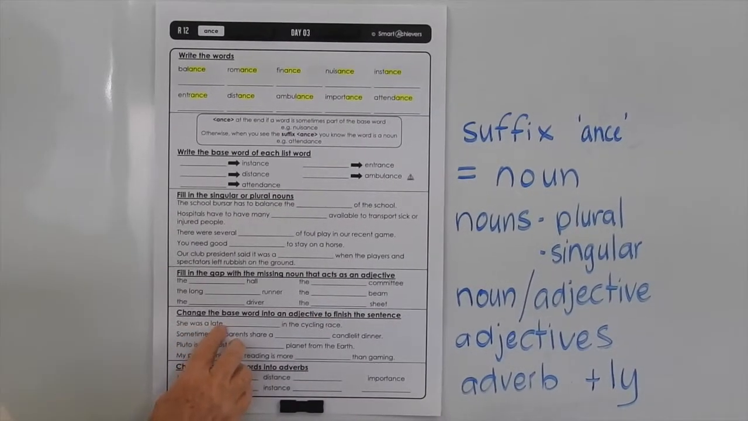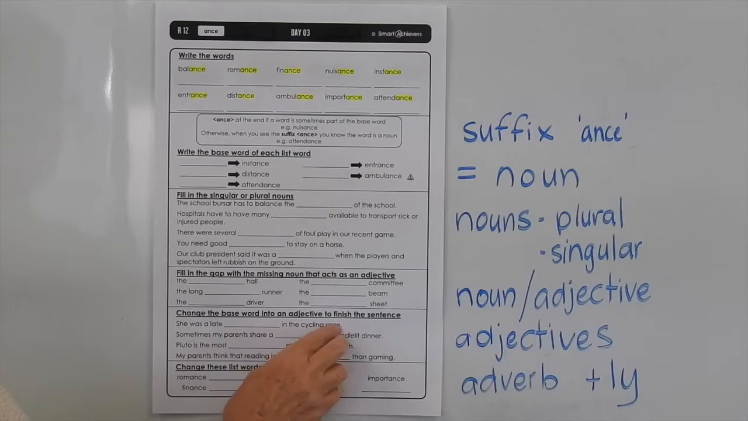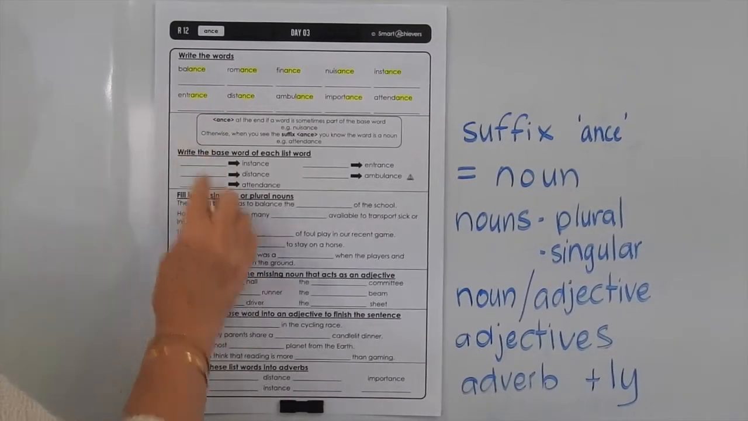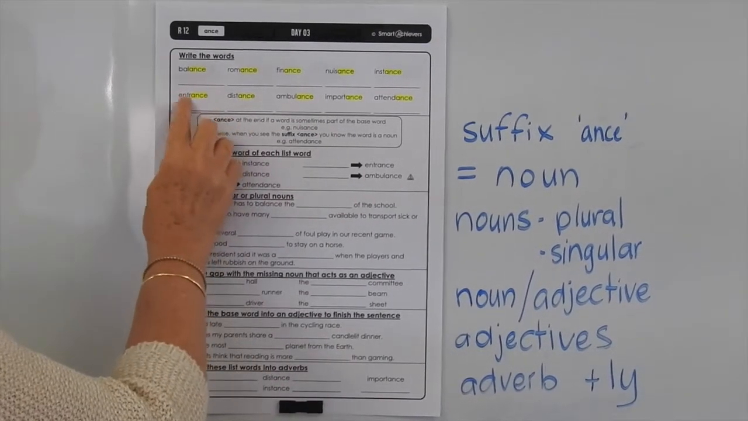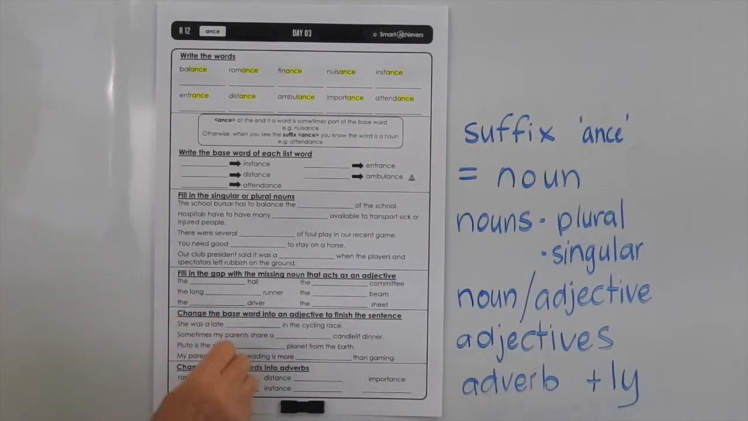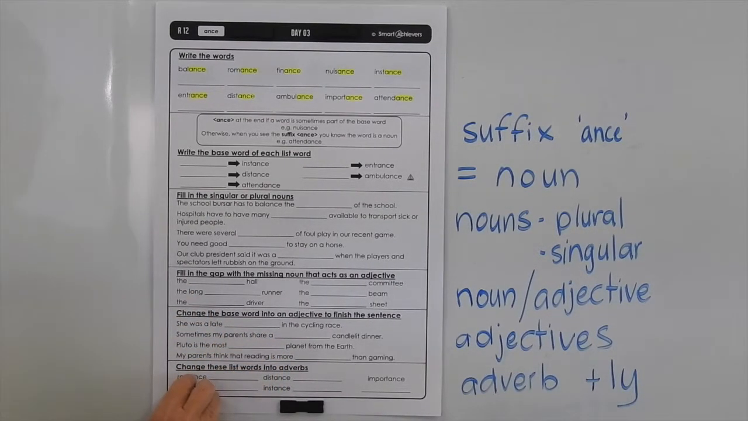So she was a late something in the cycling race. So you'd have to work out from the word entrance. No, entrance wouldn't fit. How would you have to change that word to make it fit into that sentence in its correct form? So down the bottom you have to change these list words into adverbs.